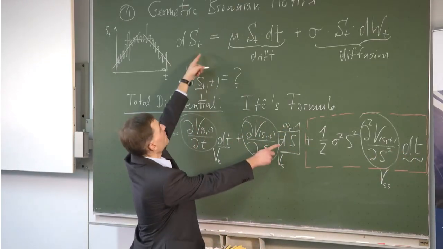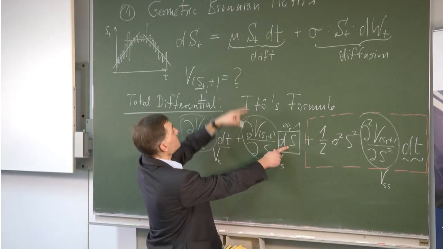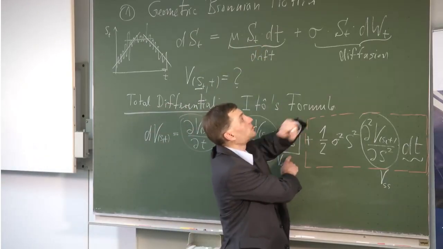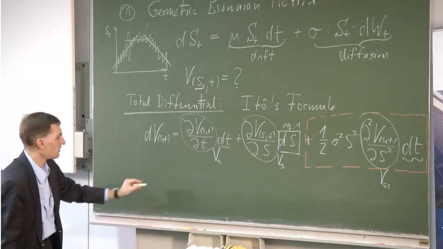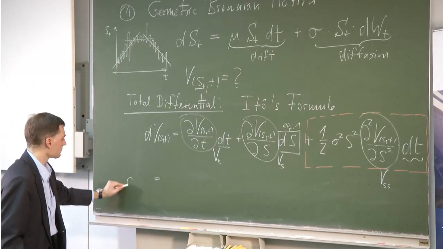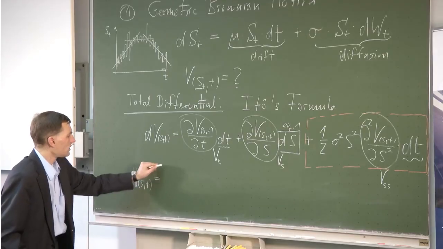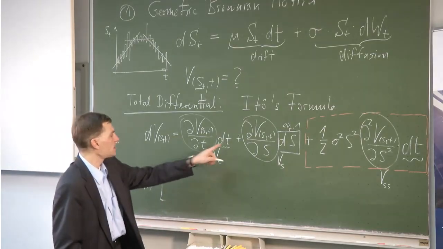And if I substitute equation 1 here, you will see that this times here is also a dt term, and I will then obtain a dW term. So I will do this in my next line here. So we have the function of my option. And now I collect all the dt terms.